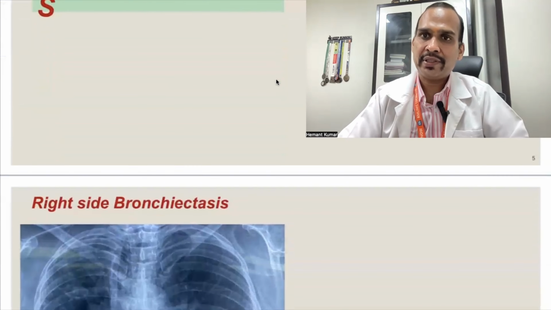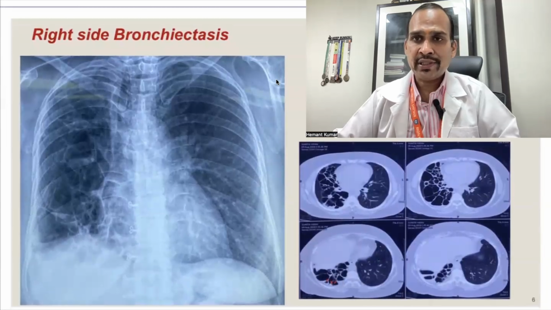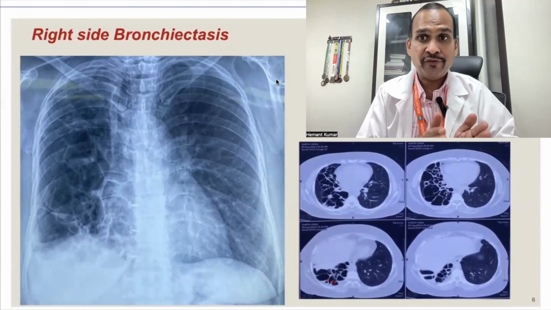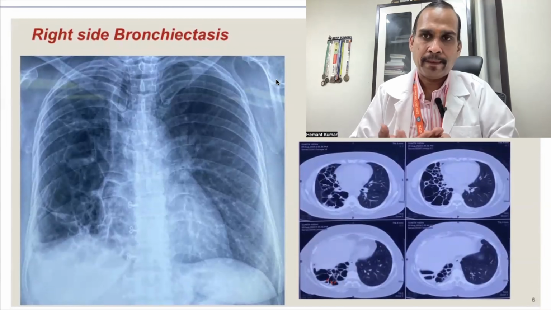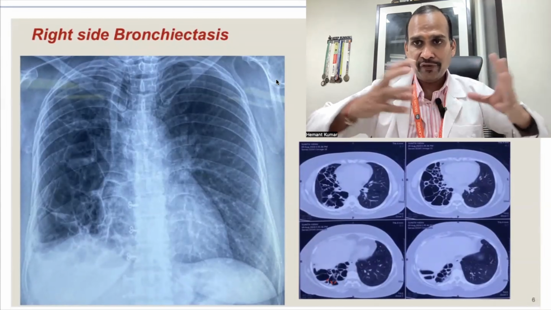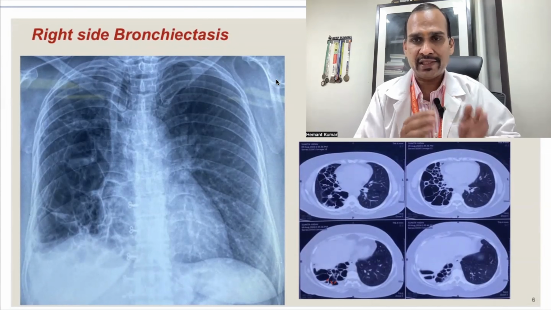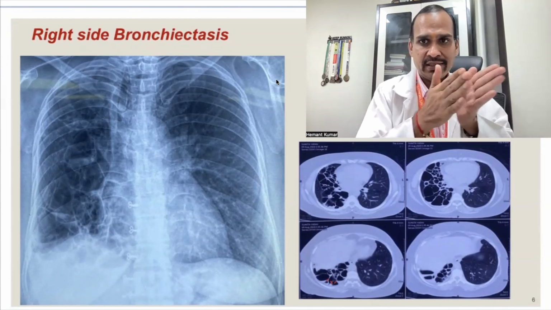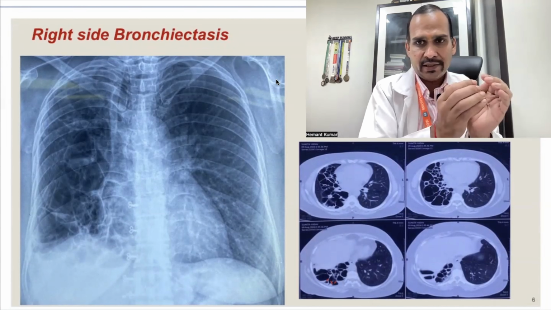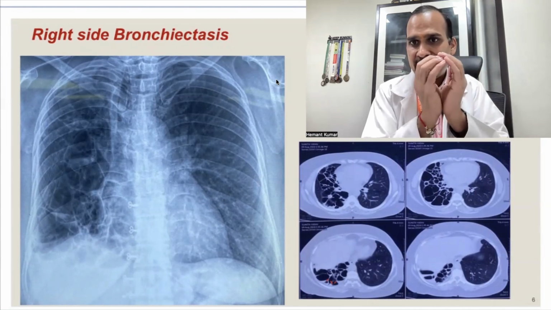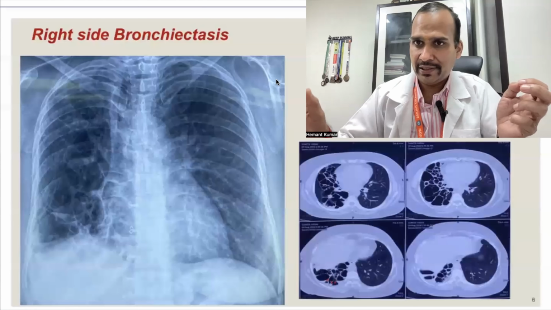So let's see bronchiectasis. First of all, what is bronchiectasis? Bronchiectasis is abnormal dilatation of airway, just proximal to the terminal bronchiole. Whenever there is dilatation of airway, it will get more air, so it will look like a cyst. For example, this is a normal airway. When it dilates like this, it will look like a cyst, air filled. There are no blood vessels there.